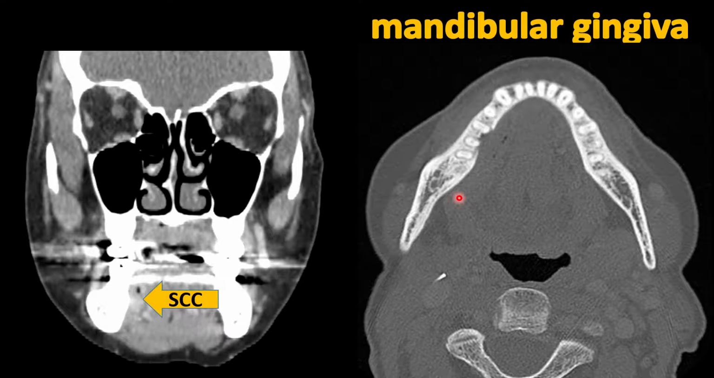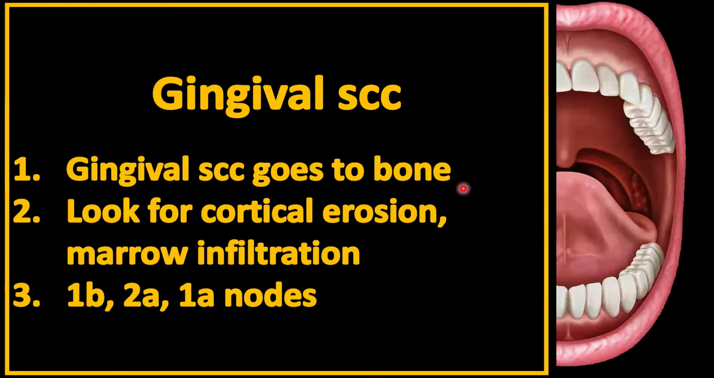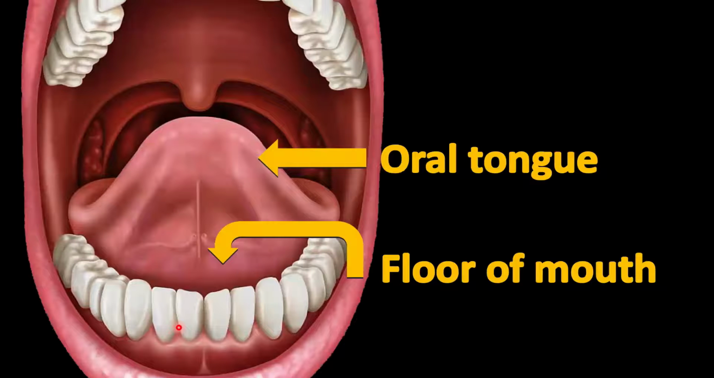You need to look for evidence of cortical erosion and spread into the marrow, which is critical for decision making as far as, are we going to have to do a marginal mandibulectomy, which is just taking out a short segment here, or do a whole segmental when we're going to take a whole portion of the mandible out and reconstruct. So don't forget the gingival tumors go to bone. You're going to look for erosion. You're going to look for marrow infiltration. And once again, with all of these tumors, you're always looking for these 1A, 1B, and 2A lymph nodes.